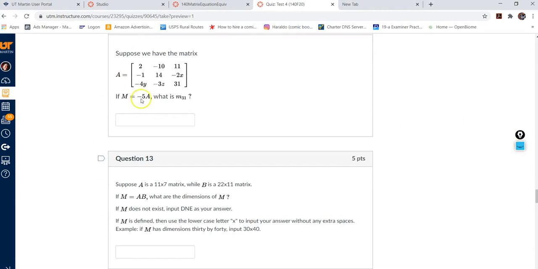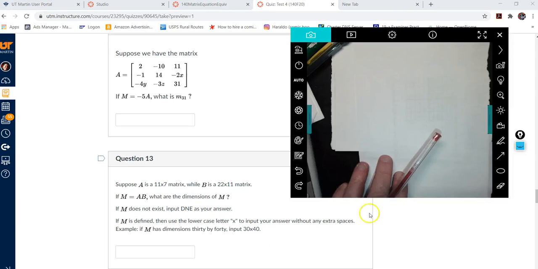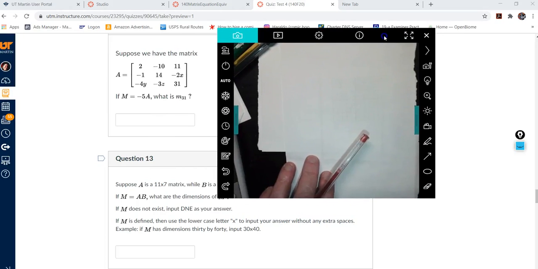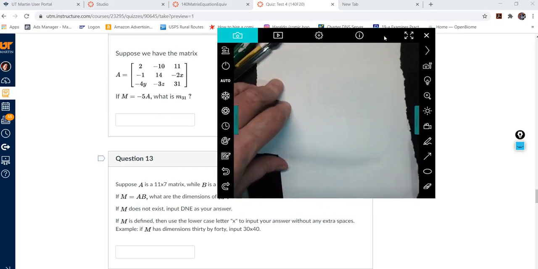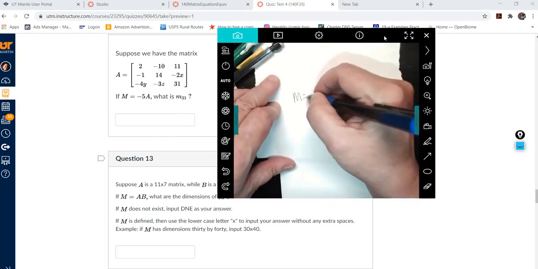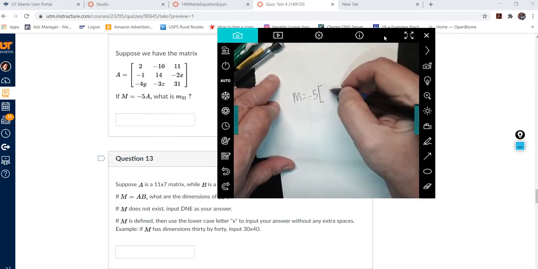All right, suppose we have this matrix. If the matrix M is negative 5A, what is the entry in the third row and first column of that? Okay, so my matrix M is going to be negative 5 times the matrix A.